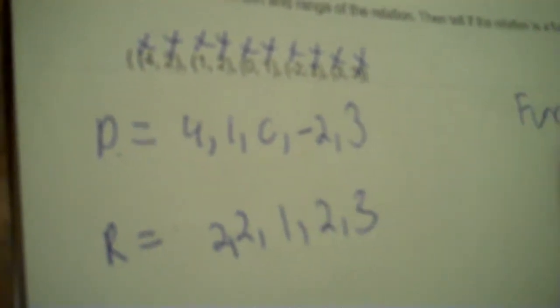Identify the domain and range of the relation, and tell if it's a function. Remember, whether it's a function or not is all about the domain. The range doesn't really matter, though I want to see you list it. The domain is 4, 1, 0, negative 2, 3. Do you have any repeats? No, you don't, so that's a function. And the range is 2, 2, 1, 2, 3. Remember, just because I have repeats in the range, that doesn't matter.